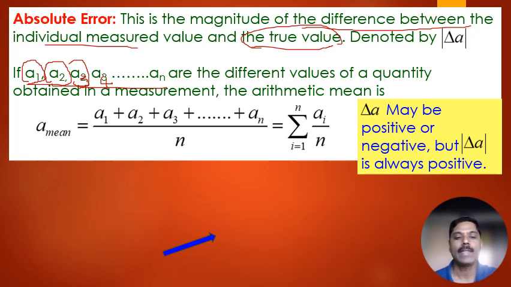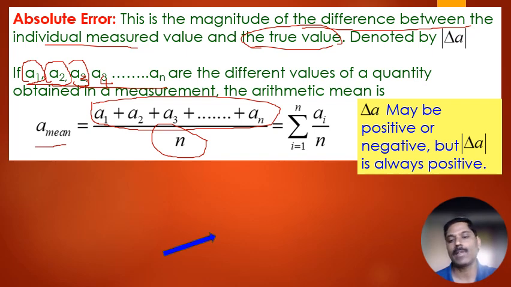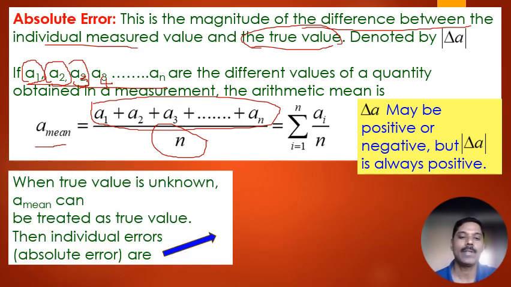Now in order to take the average of all these individual measured values, we just take the sum of the individual values and divide it by the number of values that you have measured. If you have measured 10 values, divide by 10. If you have measured 5 values, divide by 5. So that you will get the average value or the mean value of the individual measured values. As I mentioned earlier, this A mean can be treated as the true value when we don't know the true value or actual value of a physical quantity.